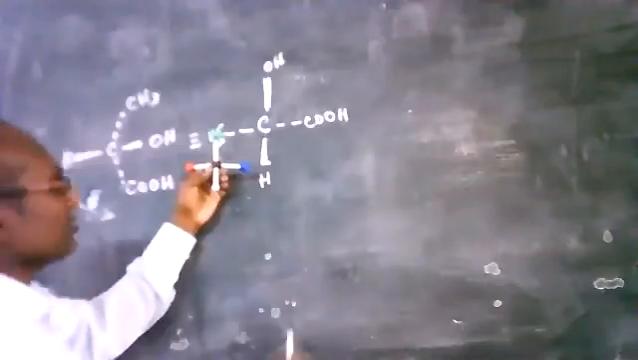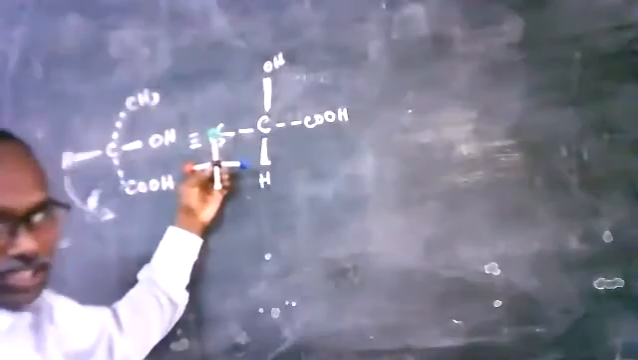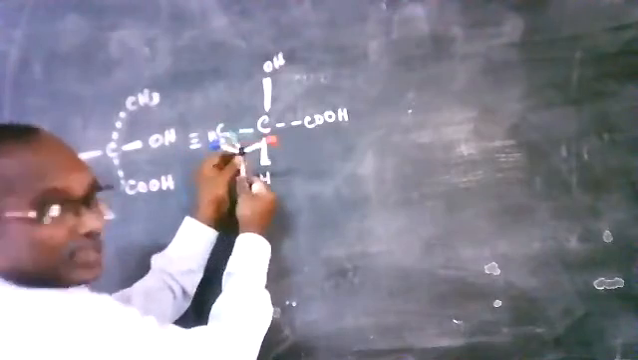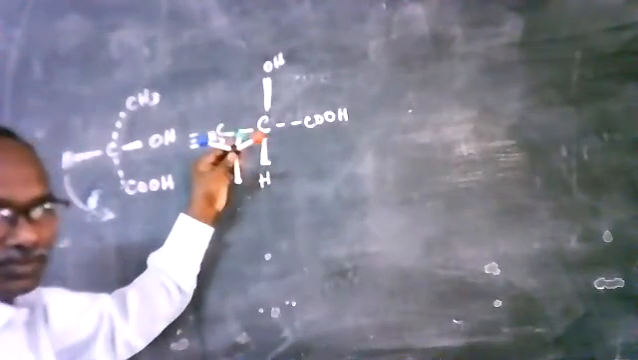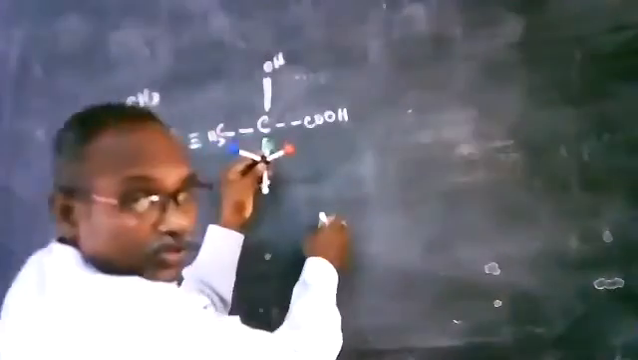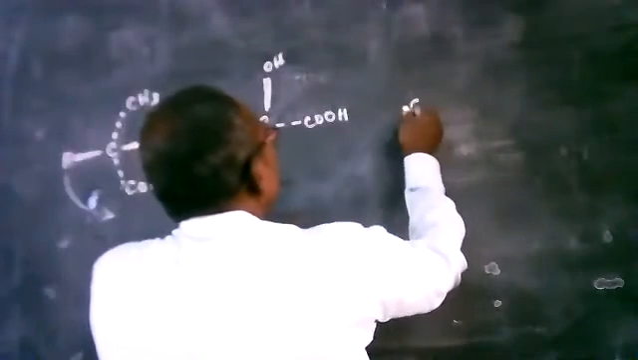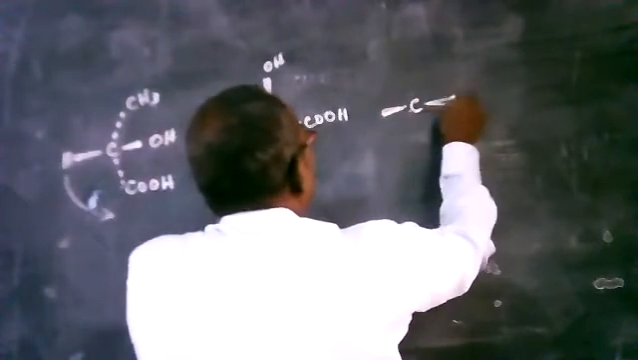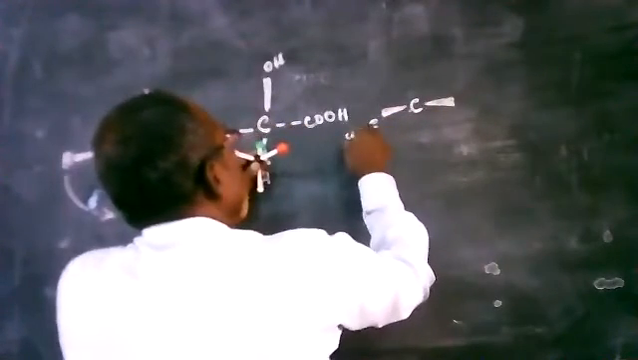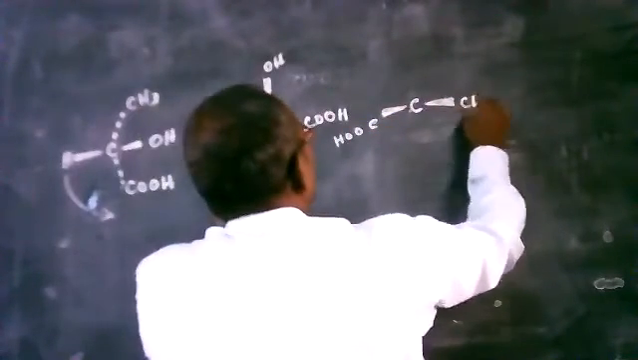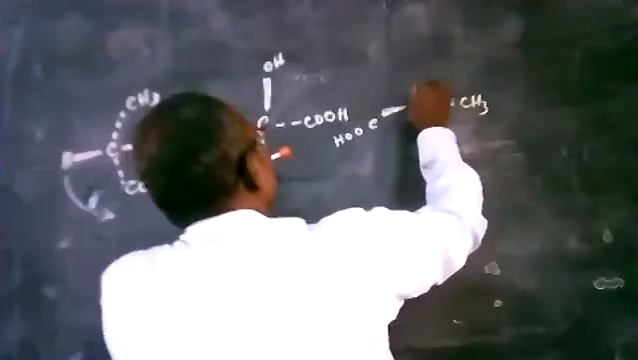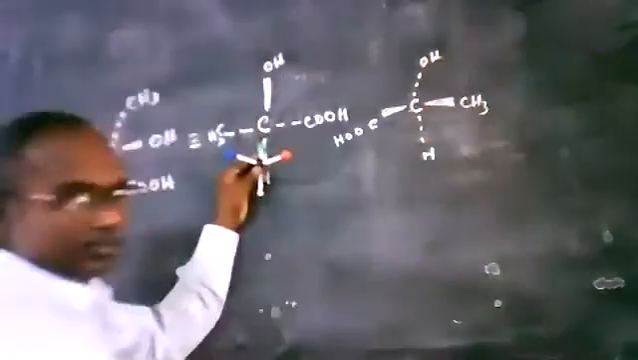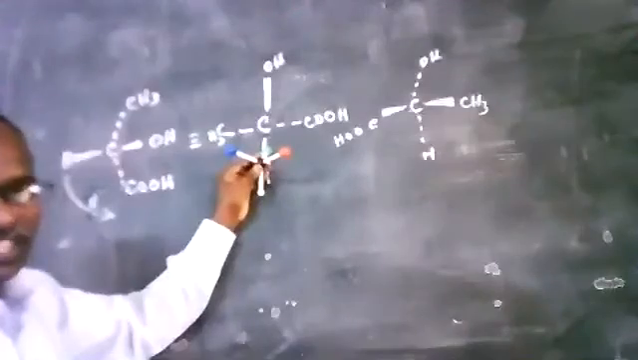But what is the Fischer? These two arms should be projecting towards the viewer. So in order to adjust, I am turning the molecule like this. I suppose you understand now. So what happens? Now this is COOH. This is CH3, whereas OH and H remain. Is it right? Now this is Fischer.